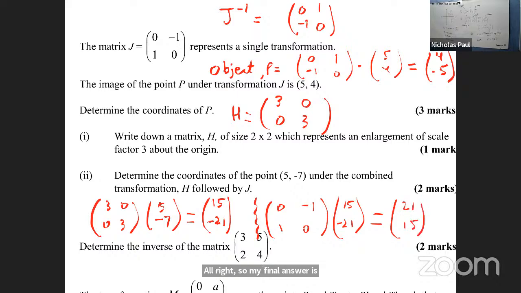I know the question did not ask you, but what is G? What transformation is G? A rotation of 90 degrees anticlockwise. Yeah, 90 degree anticlockwise, right? Or 270 clockwise.